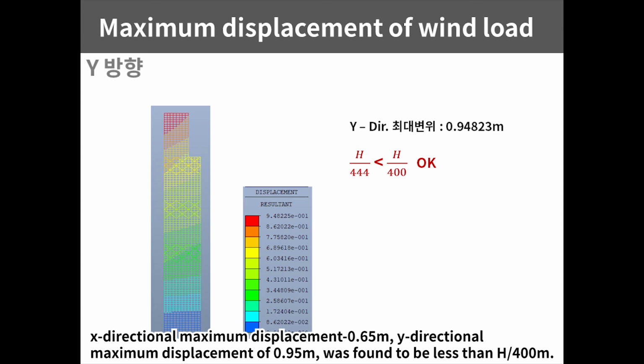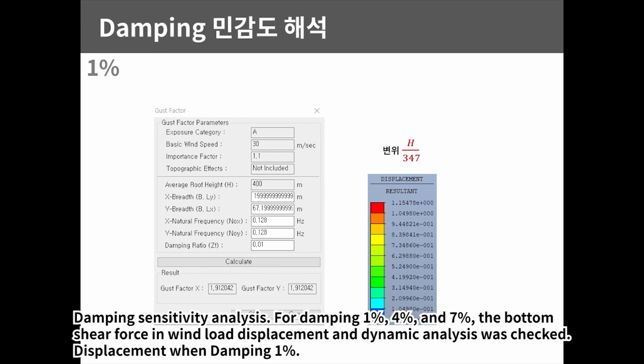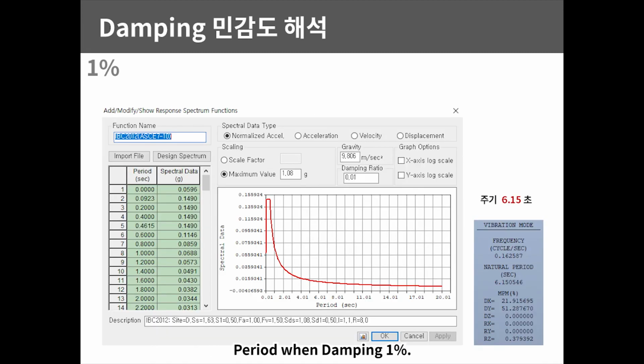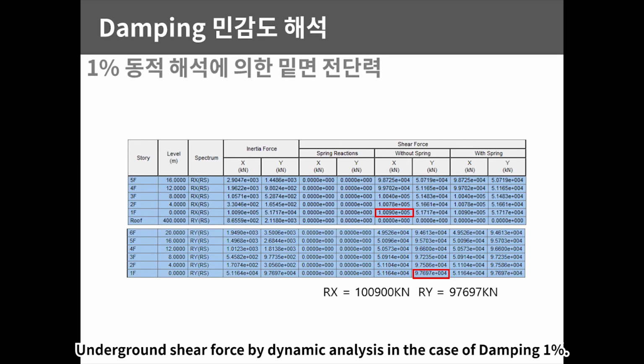X-directional maximum displacement 0.65 m, Y-directional maximum displacement of 0.95 m, was found to be less than H/400. Damping sensitivity analysis. For damping 1%, 4%, and 7%, the wind load displacement and the base shear force in dynamic analysis were checked. Displacement when damping is 1%. Period when damping is 1%. Base shear force by dynamic analysis in the case of damping 1%.